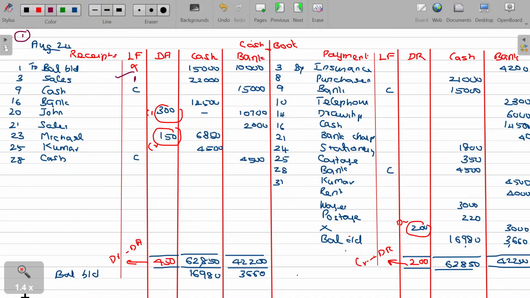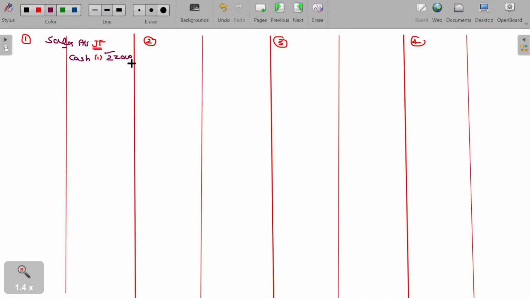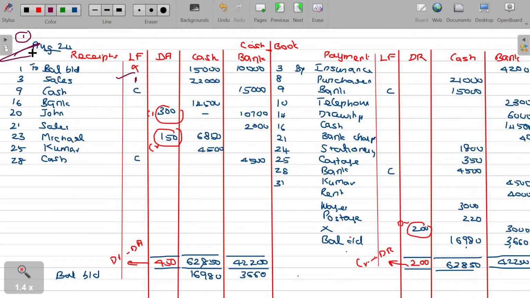Where have I posted this, sir? Don't worry, go and see ledger book, page number 1. In ledger book, page number 1, here it is. Here, 1 represents from where it has been transferred. Journal folio. This is the journal book, because the cash book is a journal book only. Page number 1 of this journal book is transferred to the ledger book page number 1. This is called cross reference.